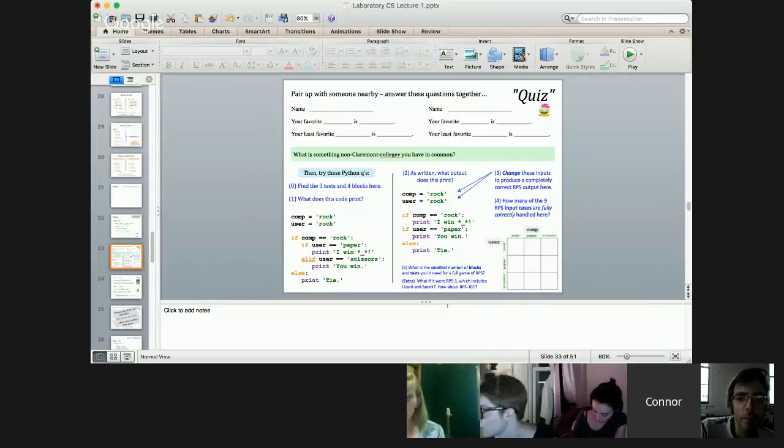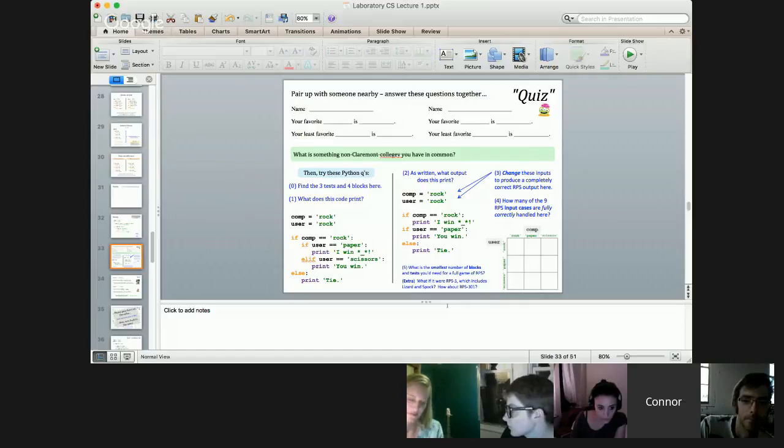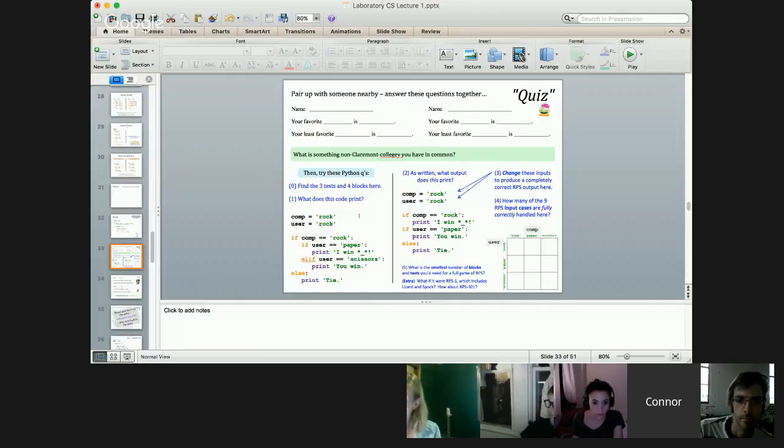So what are the 3 tests and the 4 code blocks here? If one of these was caught, then the first was satisfied. But if it can't act on that, no, because theoretically it could print both. And if it can't act on that, then if the user was paper, I win. And we didn't exactly talk about this, but if there is any other combination, like both were scissors, then I think we print tie.